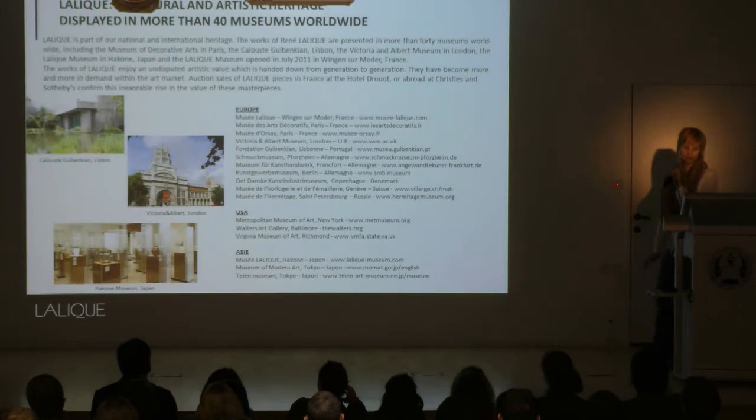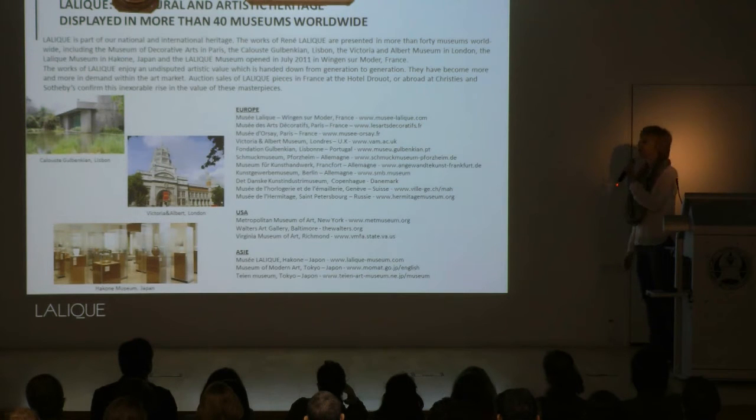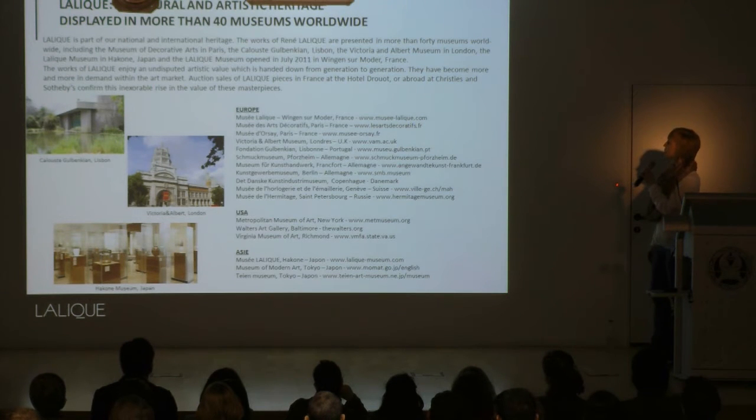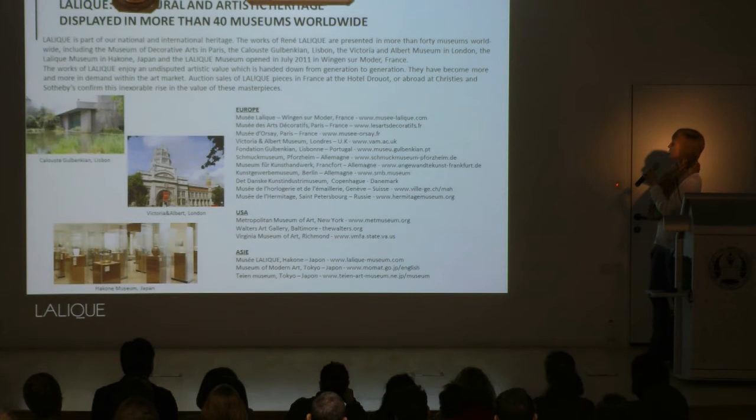And that gives you a summary again about where Lalique is still exposed today. It's over 40 museums today where you can find it. Like, first of all, the museum close to our factory, our manufacturing in France. Then the Victoria and Albert Museum in London, or the design museum in Paris, for instance. As you see, it's everywhere in the world, still well known and very much asked for.